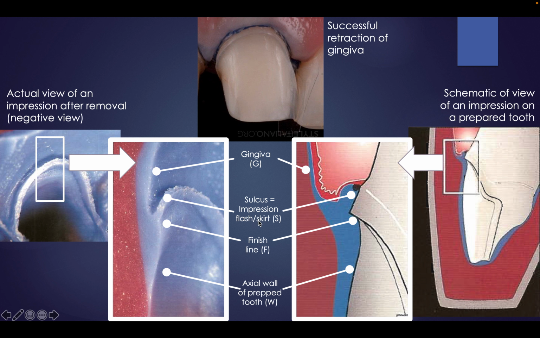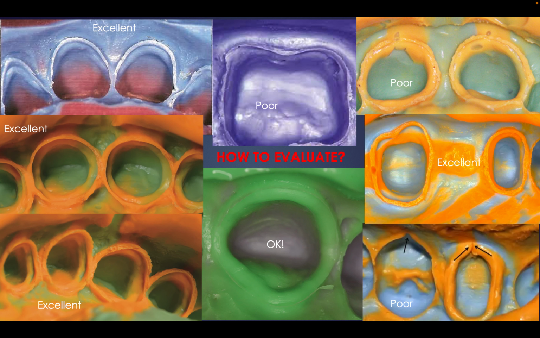Why is this important? It's very important because it gives you the right emergence profile, but also when you're evaluating your impression, it makes it easier for you and for your technician. If you have a 360 flush, the technician will love you. Now, what does that mean? Why is that significant? Let's read this impression.